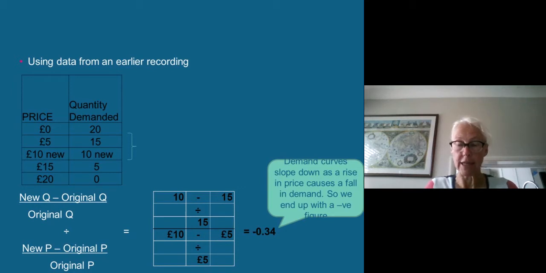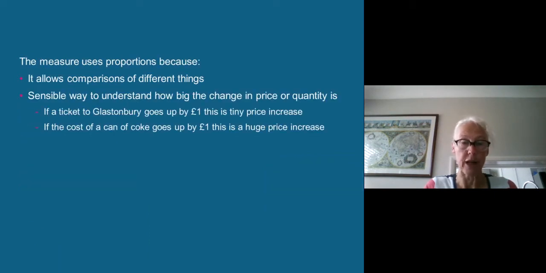Now it's negative because here at the top the quantity demanded goes down as the price rises, so we get a negative value here. And if you remember, the demand curve always slopes downwards, because as the price rises, we're getting a fall in demand. So we end up with a negative value there. So hopefully that explains how you would calculate this. It's a fairly simple and straightforward procedure, and gives us useful values.